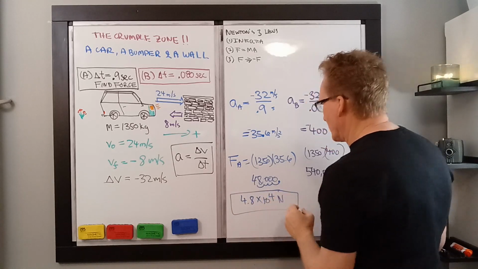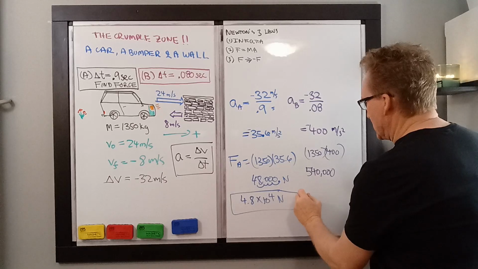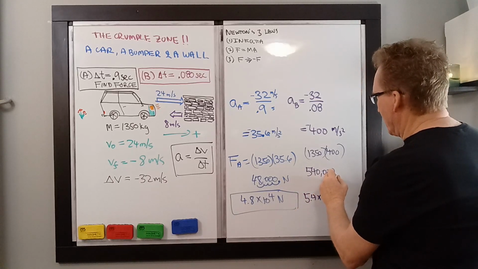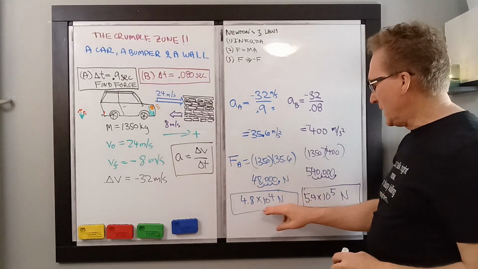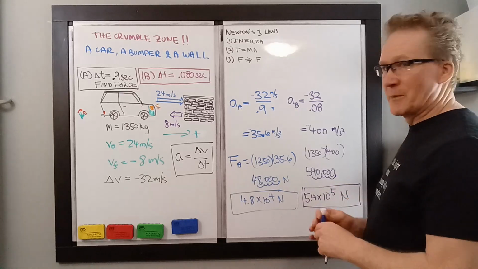And that's newtons, of course, just like this is newtons. And this one over here, the same. If we're going to want to write this in scientific notation, 5.4 times 10 to the what? We start off with a decimal here, we move over 1, 2, 3, 4, 5. So this is 4.8 times 10 to the 4 newtons. This is 5.4 times 10 to the 5 newtons, again, about 10 times higher.